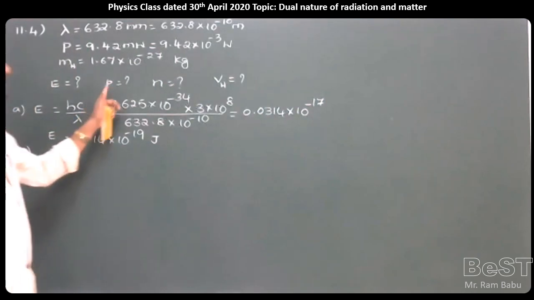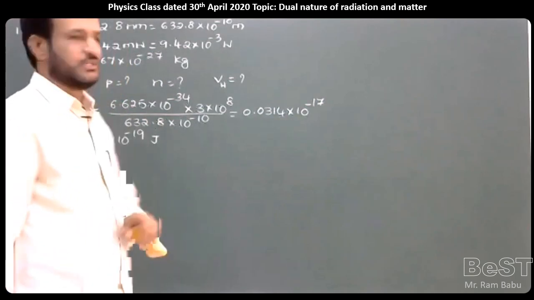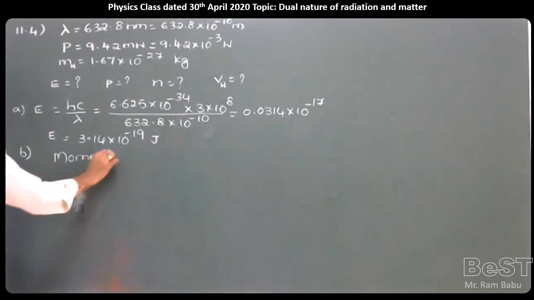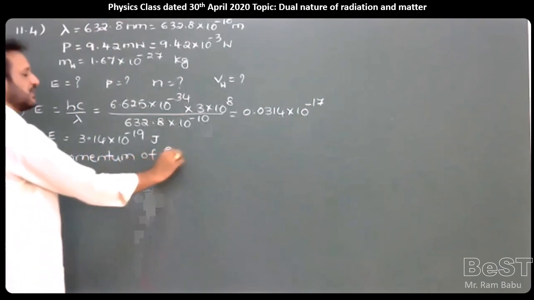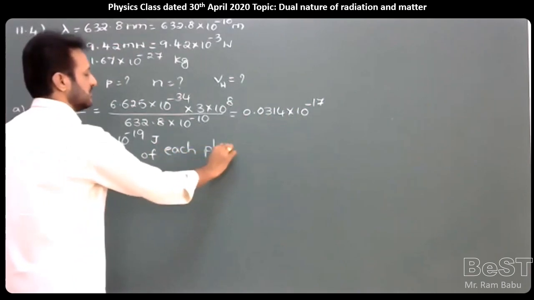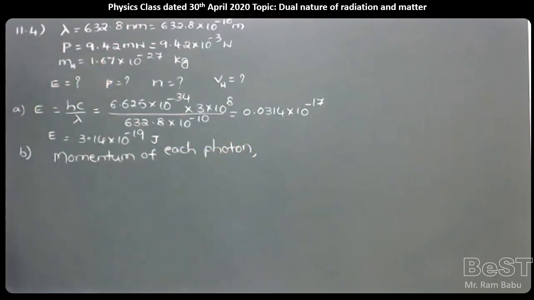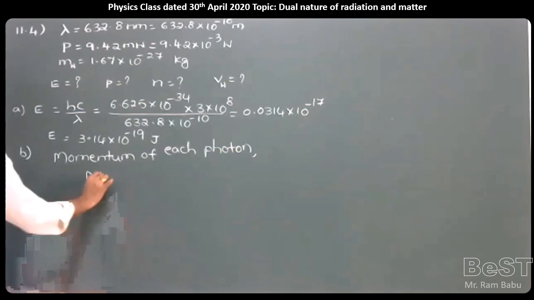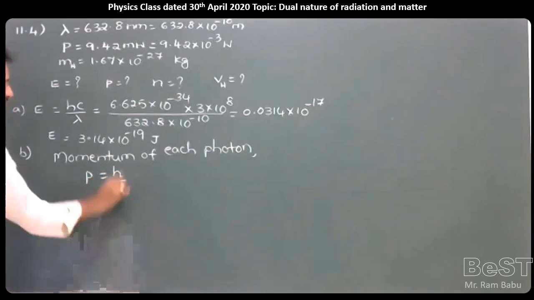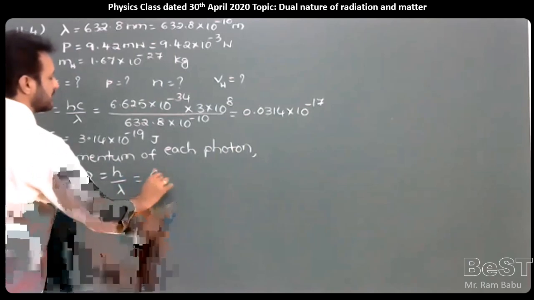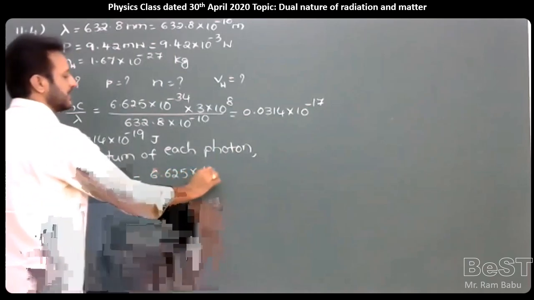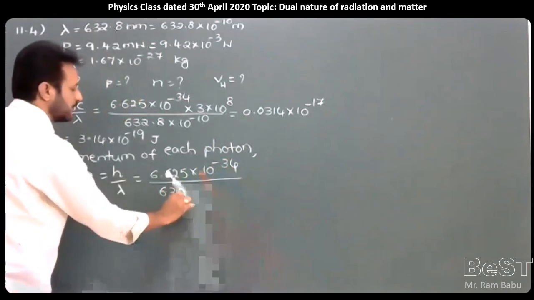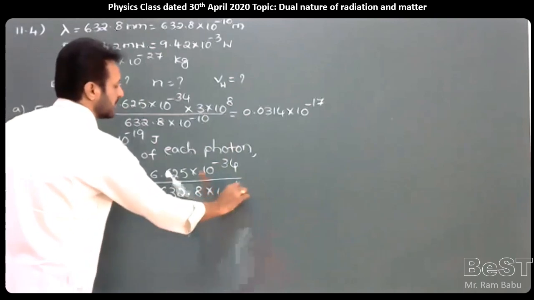What is the momentum of each photon, they asked. So we use the formula for momentum of each photon. We know lambda is equal to h by p, or p is equal to h by lambda. We can use the formula. So momentum of each photon, p is equal to h by lambda. We know the value of h is 6.625 into 10 to the power of minus 34 by the wavelength value, 632.8 into 10 to the power of minus 10.